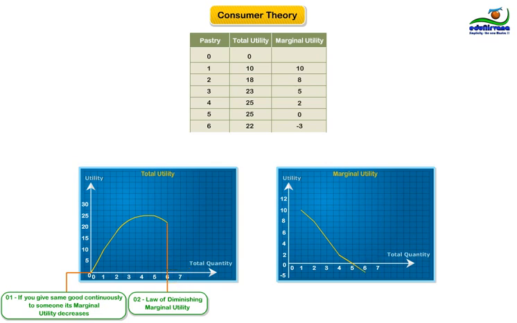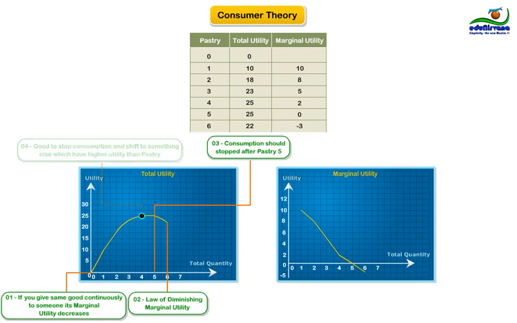Yes. So the consumption should have stopped after pastry 5 because you were in fact losing your happiness after pastry 5. In fact, you would have felt good by stopping even at pastry 3 or 4 and shifted to something else which had a higher utility than pastry. As a rule, consumption needs to stop where marginal utility is equal to 0.